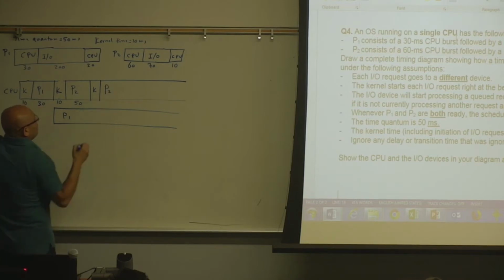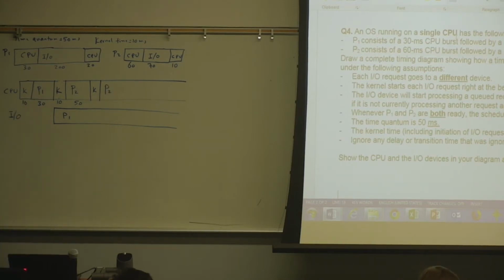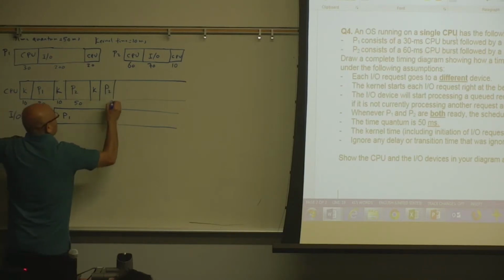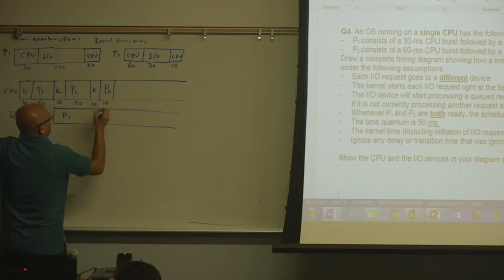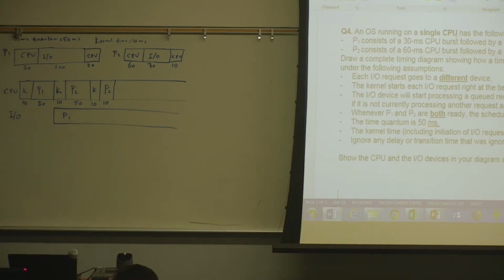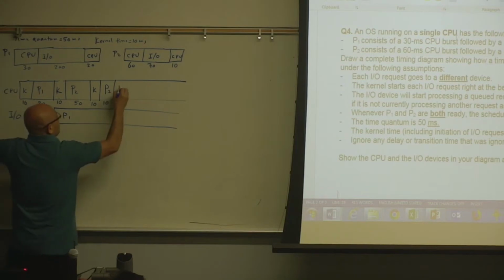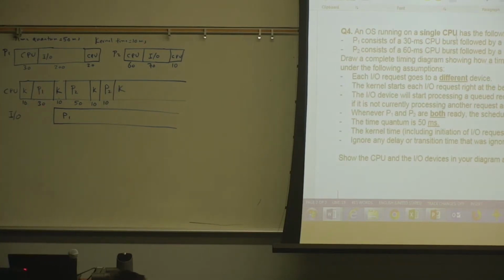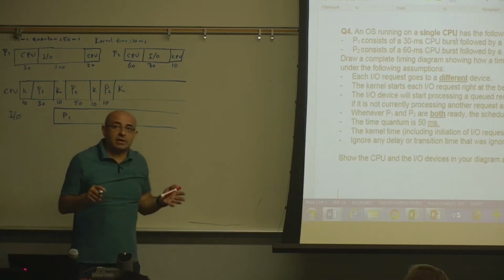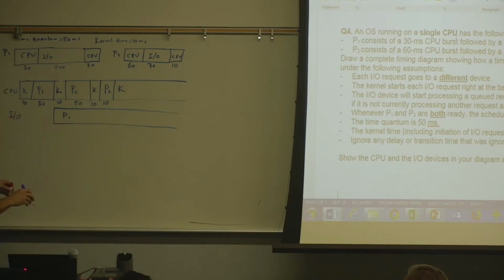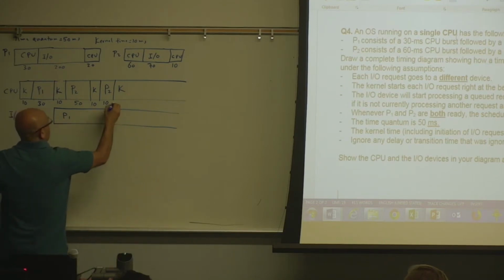But will P2 use the 50? No. No, it will only use 10 of them. Okay. It will use 10 milliseconds. Then it's going to request I/O. So now this I/O request is going to a different I/O device, which means that, assuming that all the I/O device queues are empty, the I/O device will start processing this immediately.